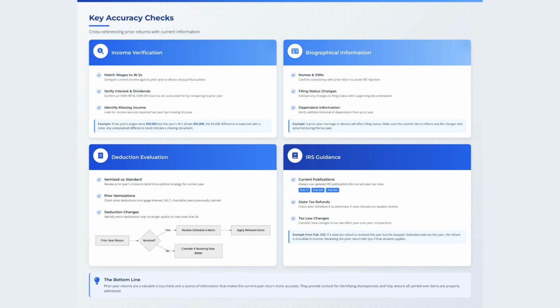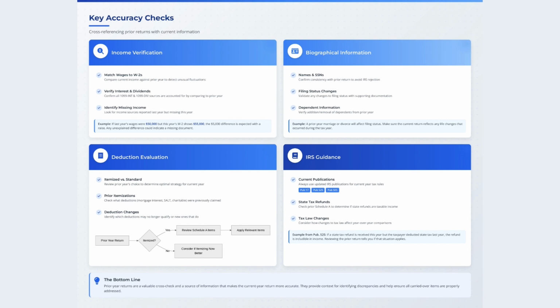Number 3. Itemized versus standard deduction. Look back at Schedule A. Did they itemize last year? Did they claim mortgage interest, SALT deductions, or charitable contributions? If so, ask yourself, is itemizing still worth it this year? Or has their situation changed enough that the standard deduction might be better? And on the flip side, if they used the standard deduction last year but now have big medical expenses or mortgage interest, they might be better off itemizing this year. The prior return gives you that comparison point.